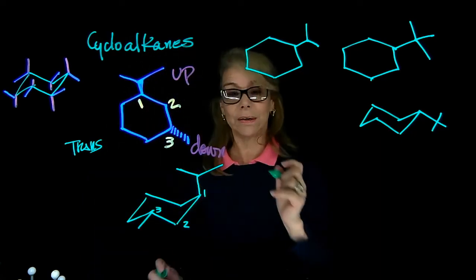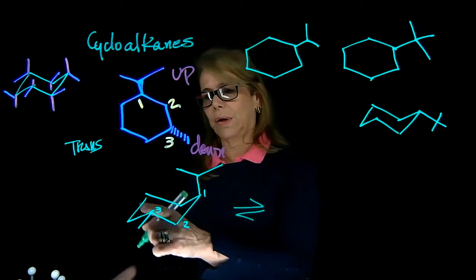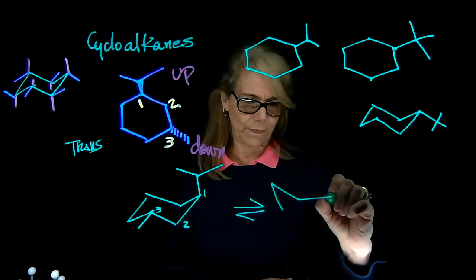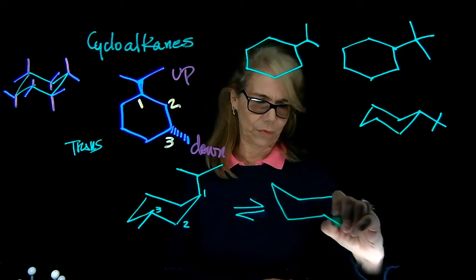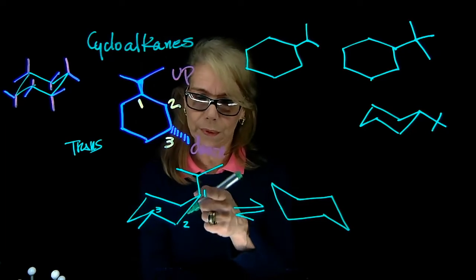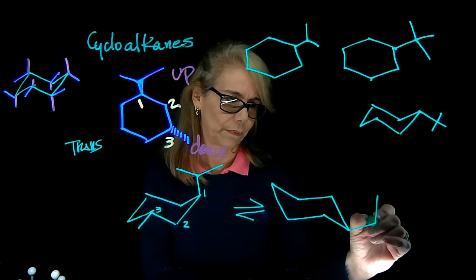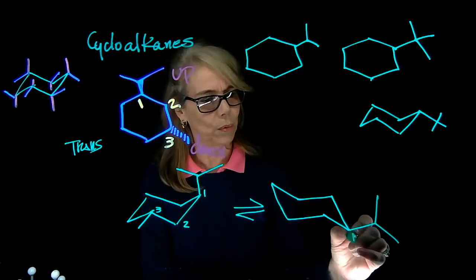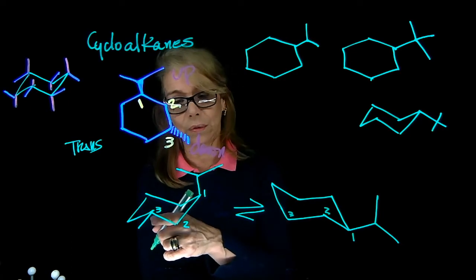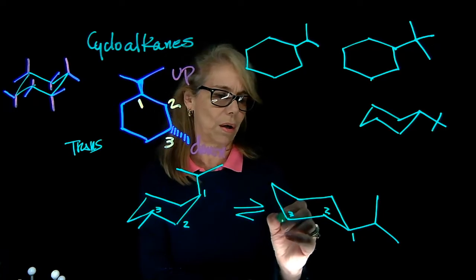So that's one chair. Now I'm going to do the flip chair, right? So now this corner that was down is going to go up. That's the central part. Right. So now in the flip, this that was axial, the isopropyl, will go equatorial. And this is still 1, 2, 3. And the one that was equatorial will go axial.